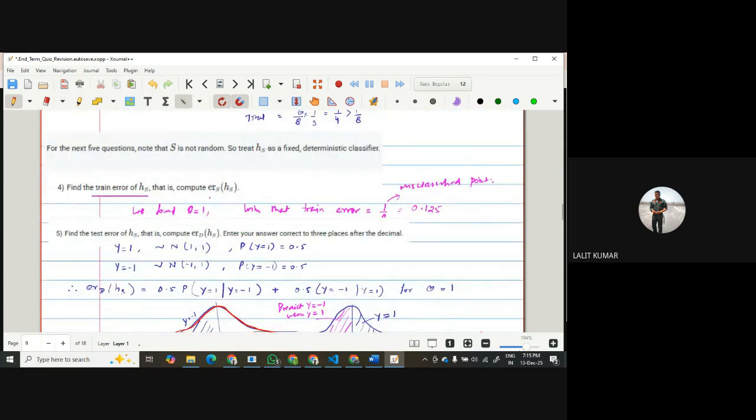For the next 5 questions, note that S is not random. S is the training data set which they have given to us. Treat h_S as a fixed deterministic classifier and find the train error of h_S. We found theta is equal to 1, and they are asking us to compute the train error. We already calculated that 1 point was misclassified, so it will be 1 by 8, which comes to 0.125.